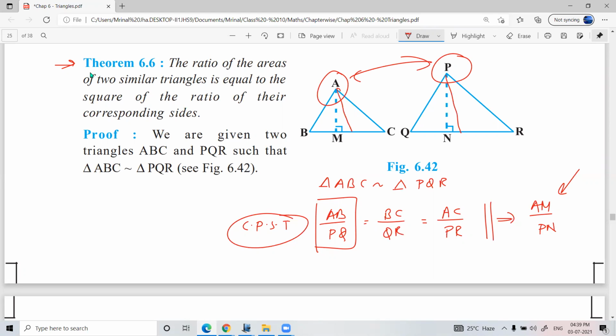Sir, so altitudes are also proportional, sir. Yes, we can prove that they are also proportional. We will prove that actually. There will be some question somewhere. If it's not there in NCERT, I will give you. Okay. Yes, altitudes will also be in proportion.